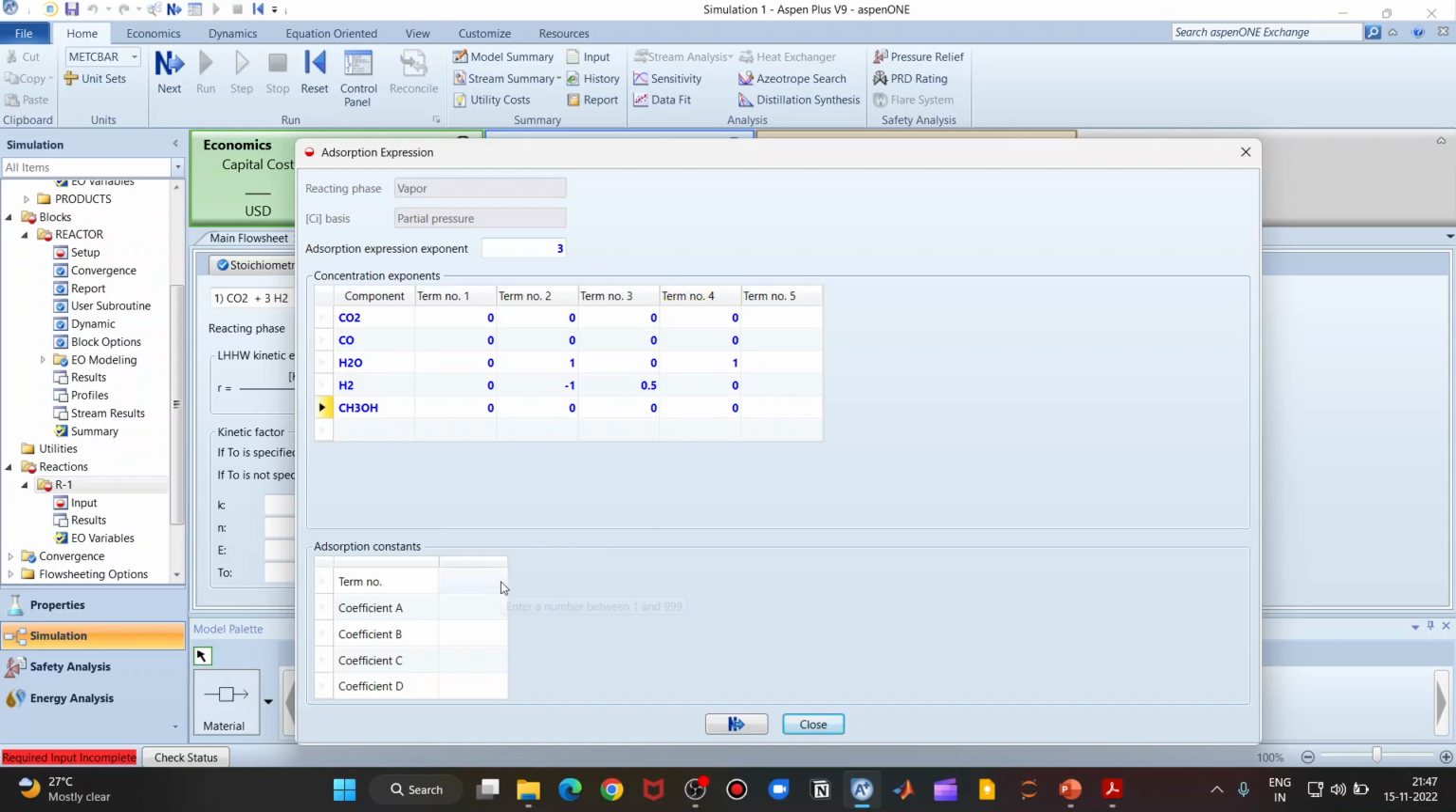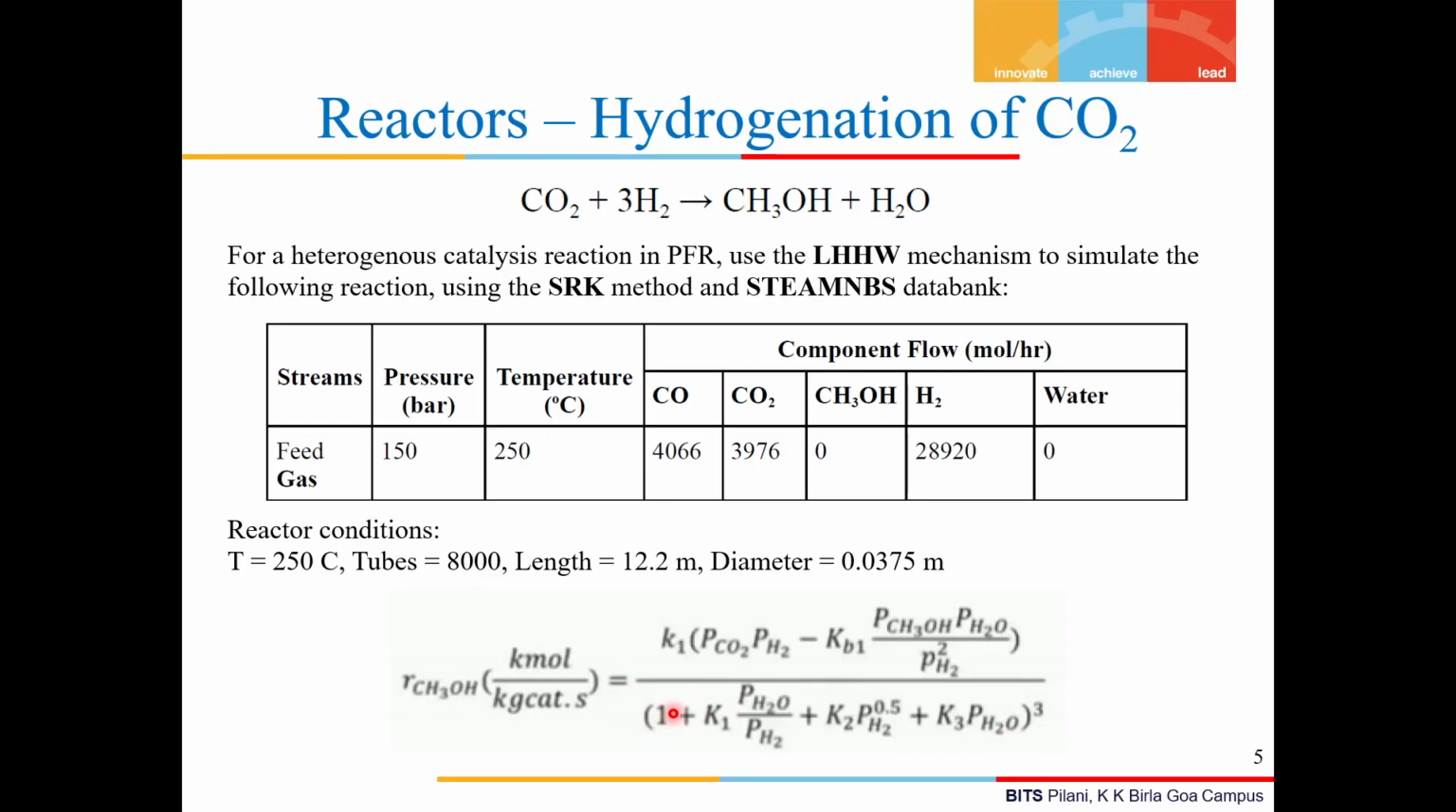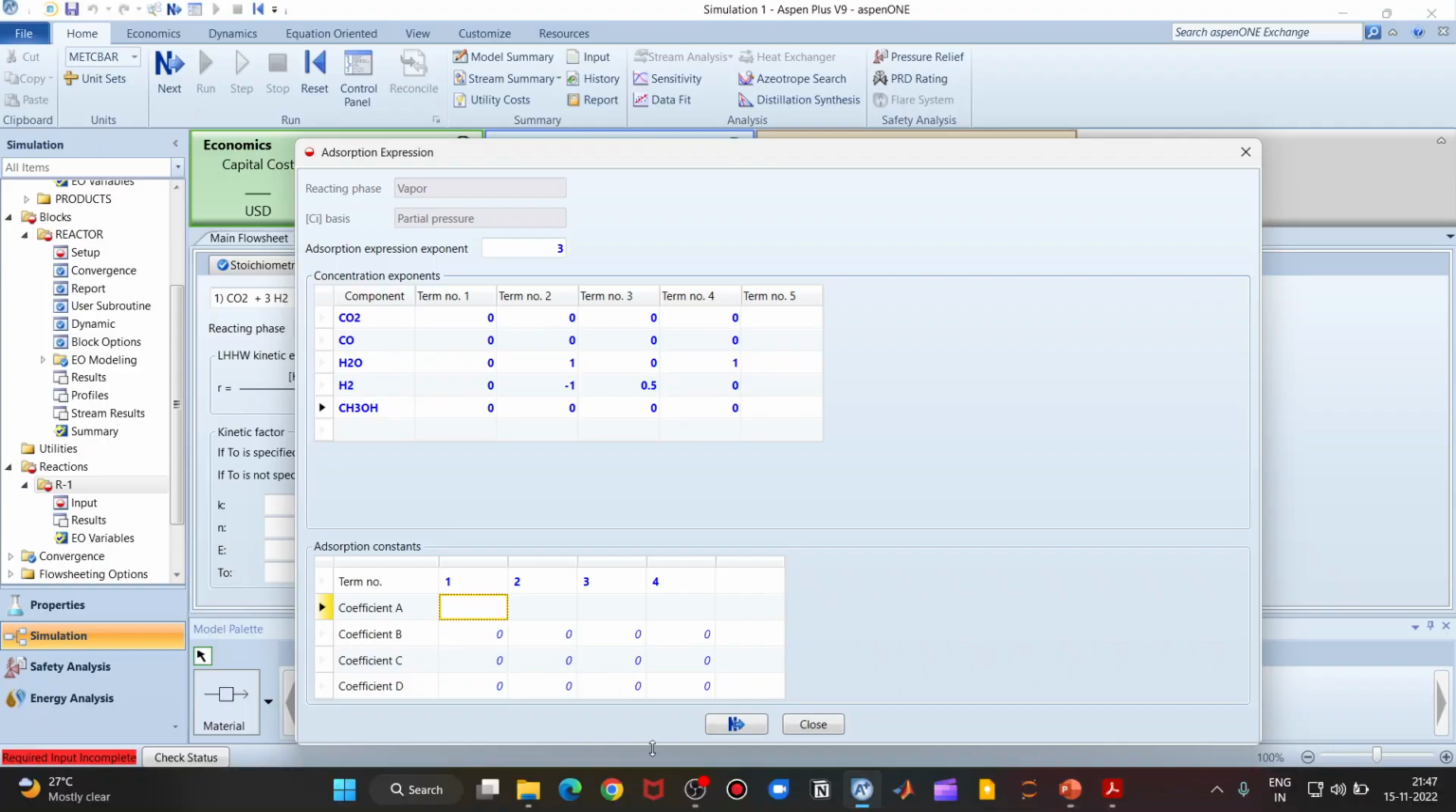Now let's go and do the absorption constants. So we need to add all the 4 terms, term number 1, term number 2, because we have 4 terms in the denominator. Now if you see here, we have only 1 here, which means if you take ln of 1, it becomes 0, so coefficient A is 0 and B is 0, it's already given.